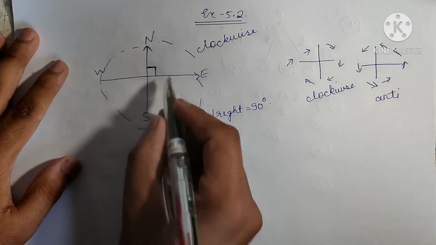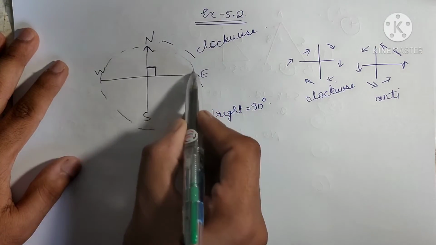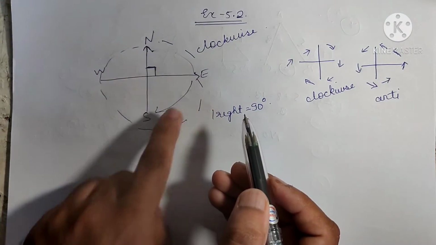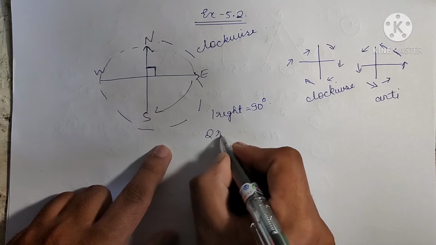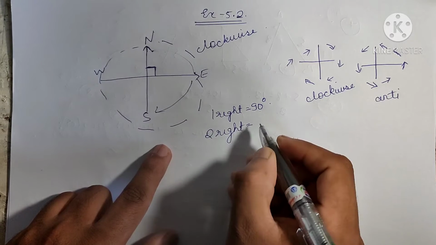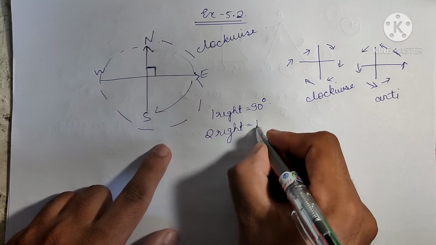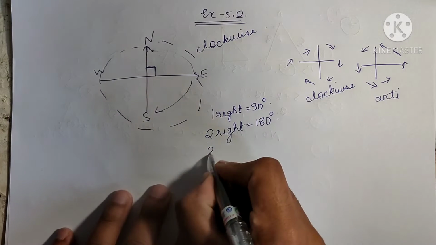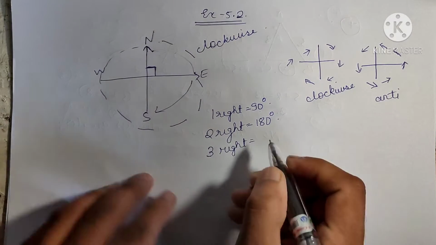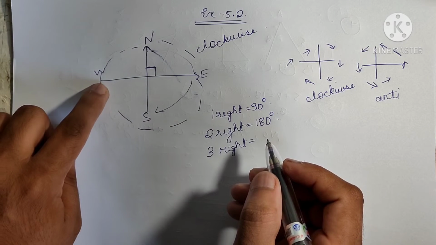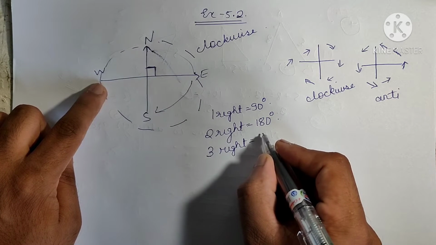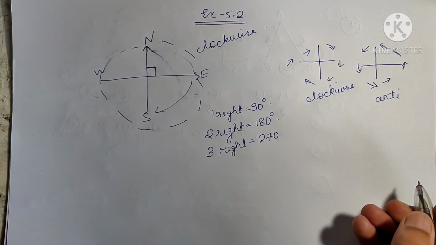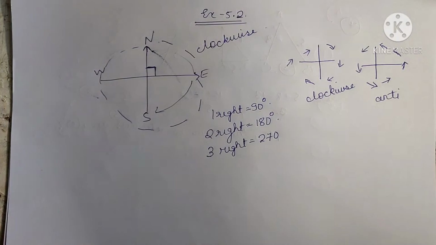And then if you are told to take two right angles, that means one is here, the other one is here. One is from north to east and the other is from east to south. Okay, that means two right angles. Two right angles means 90 plus 90, how much? 180 degrees, isn't it? Similarly, if you go three right angles, that means 90 plus 90 plus 90. That means 270. 90 into 3 is 270.